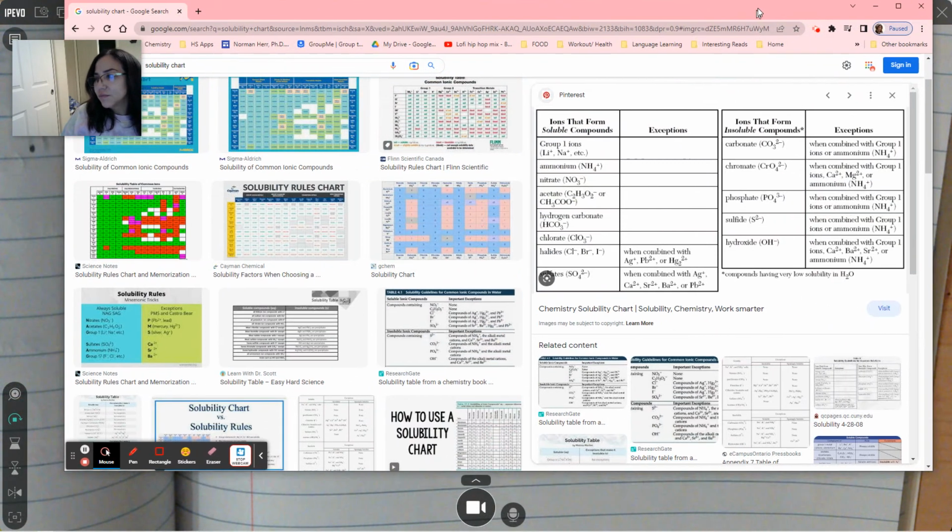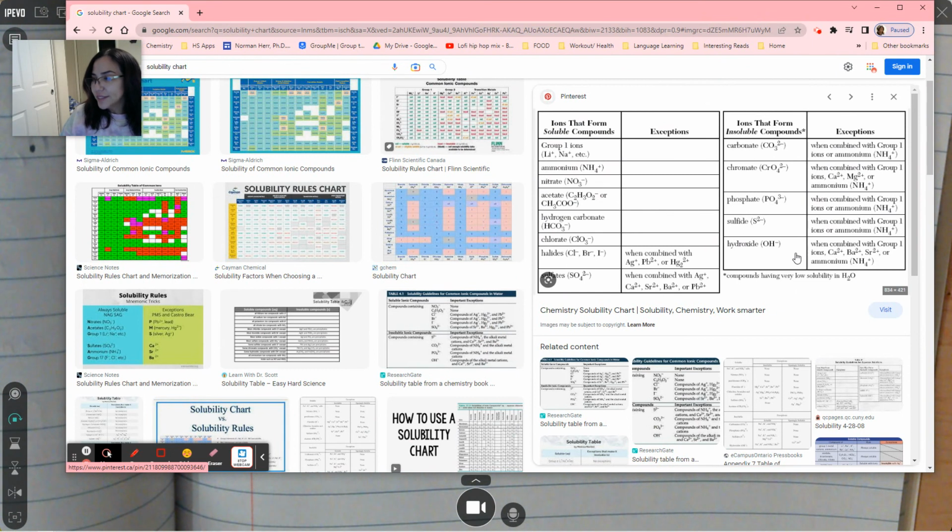So here are some rules. We're looking at hydroxide. It says hydroxide ions form insoluble compounds. That means they do not dissolve or ionize inside of our water. And the exception is when combined with group 1 ions or ammonium. So you could combine it with group 1 ions, calcium, barium, strontium, or ammonium. Any of these are your exceptions for it to be soluble. If it's not combined with any one of these, it's going to be insoluble.